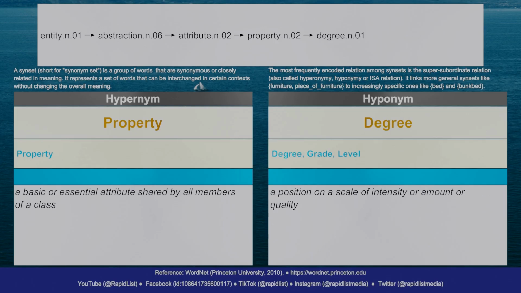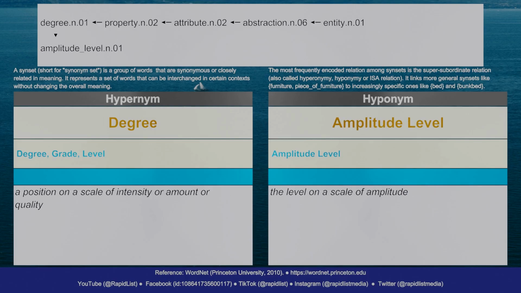Degree. A position on a scale of intensity or amount or quality. A moderate grade of intelligence. Amplitude level. The level on a scale of amplitude.